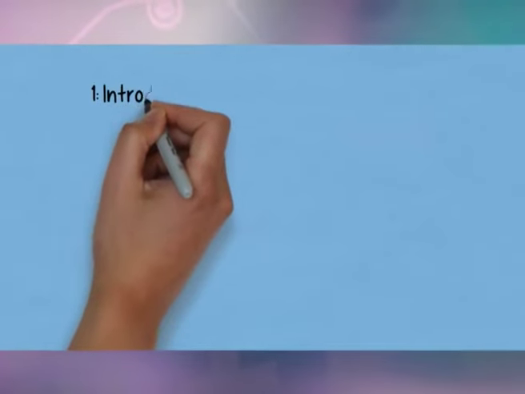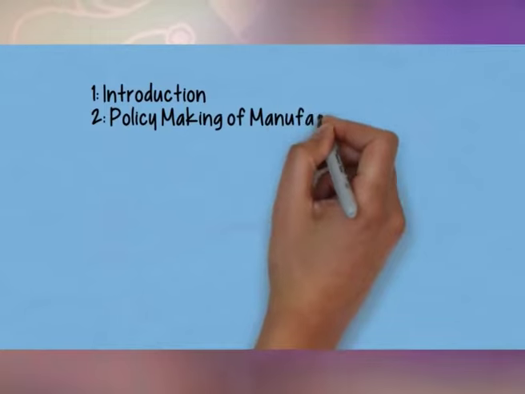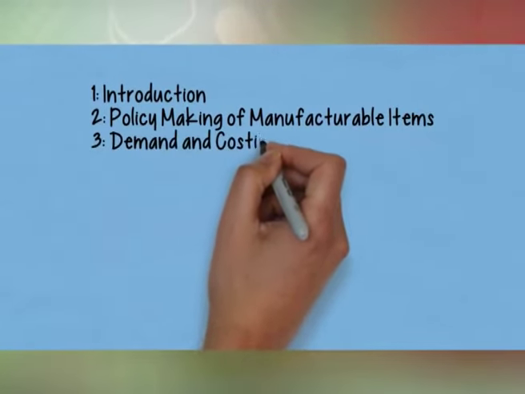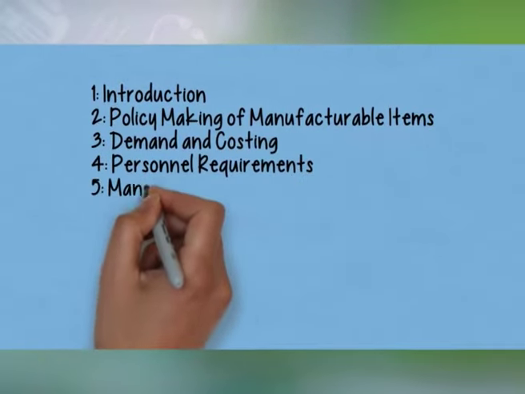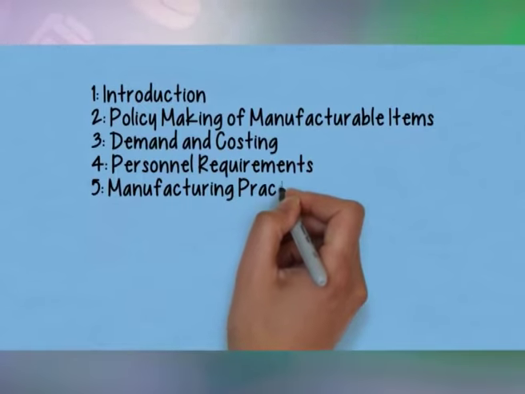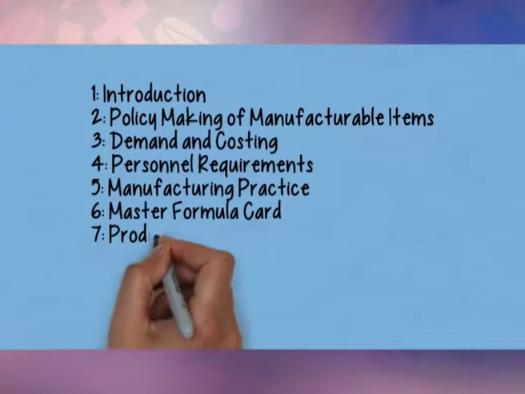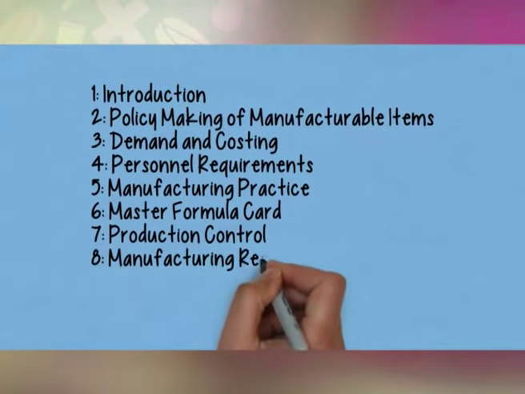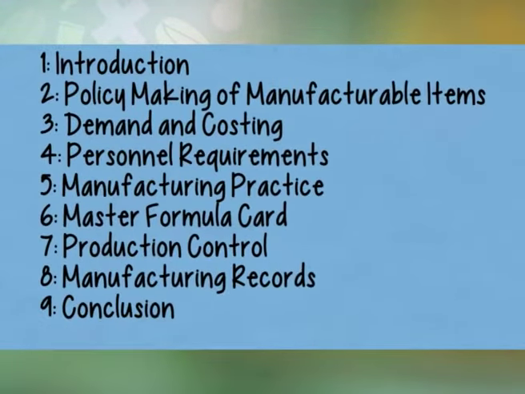Module 1 will be introduction, Module 2 policy making of manufacturable items, Module 3 demand and costing, Module 4 personnel requirements, Module 5 manufacturing practice, Module 6 master formula card, Module 7 production control, Module 8 manufacturing records, and Module 9 will be conclusion. Module 1 Introduction.